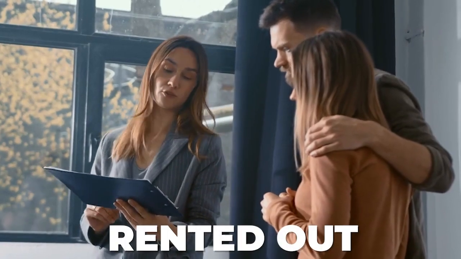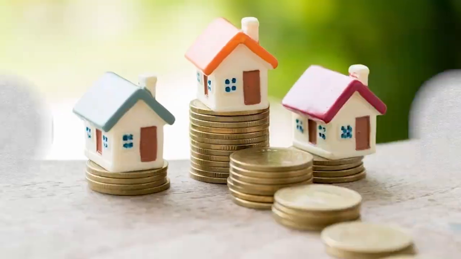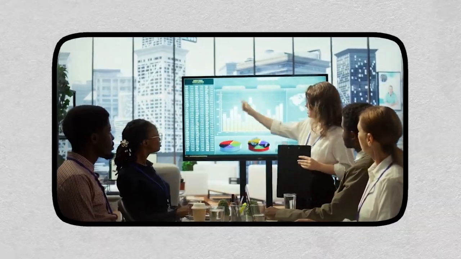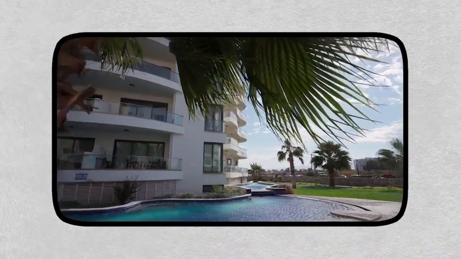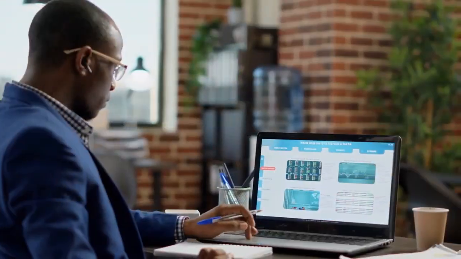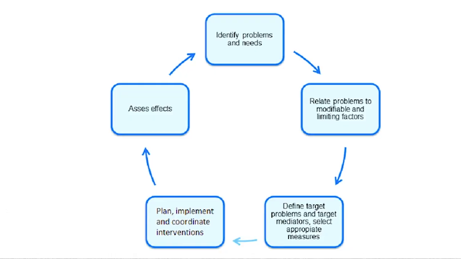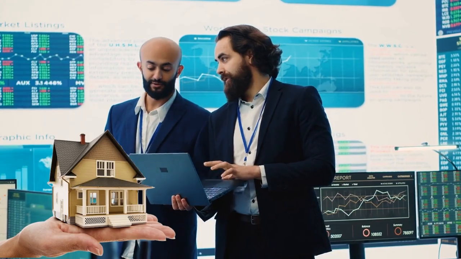Passive income. Once a property is rented out, it can generate passive rental income for the investor, providing a steady cash flow over time. Building a rental portfolio. The BRRR method allows investors to quickly build a portfolio of rental properties, which can appreciate in value over time, increasing the investor's overall net worth. Equity growth. Through the rehabilitation process, investors can increase the equity in their properties.